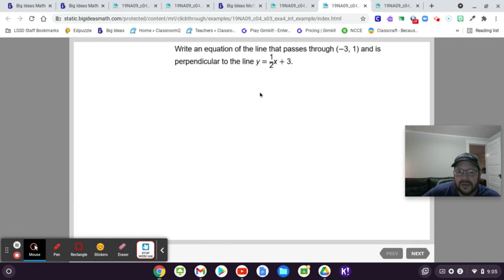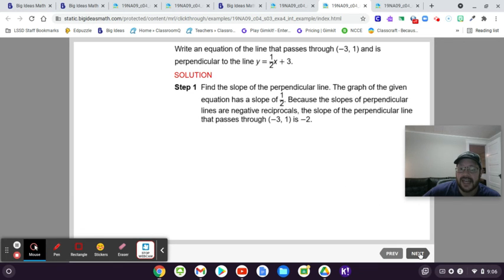So if they tell you that an equation passes through negative 3, 1 and is perpendicular to this equation here, what is the slope of the perpendicular line to y equals 1/2 x plus 3? All right, the slope has to be negative 2 because this is a slope of positive 1/2. Your reciprocal is negative 2 over 1, for the negative reciprocal, that is.